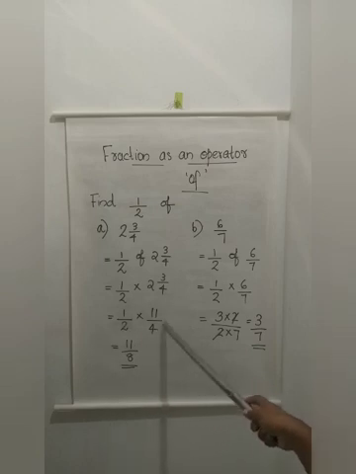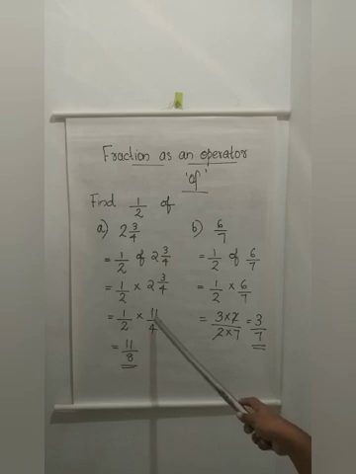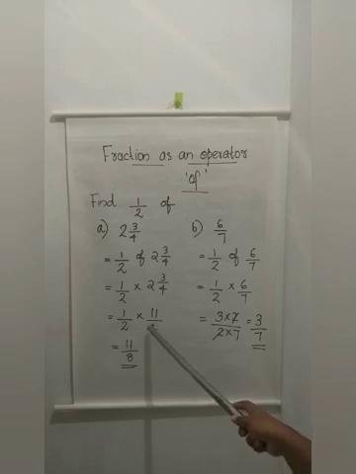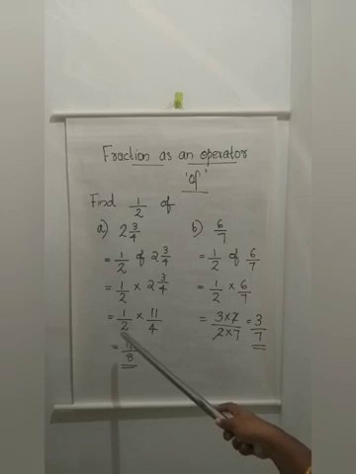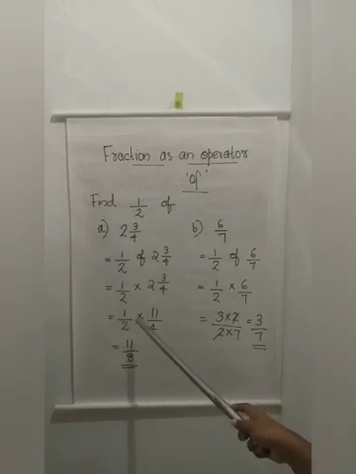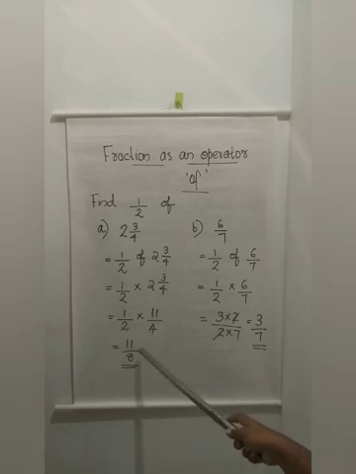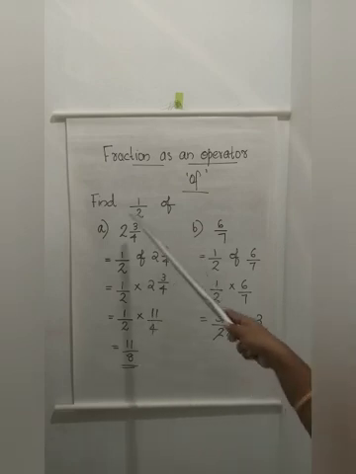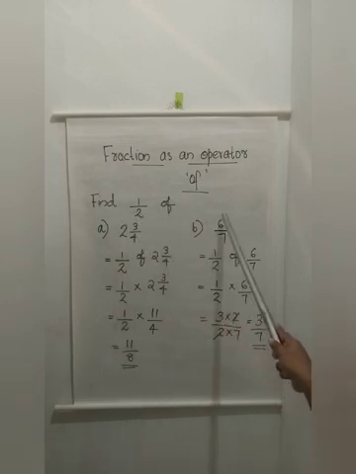Here there are no common factors. For 1, there is no common factor. 11 is a prime number. Now 4 is a composite number, but it is coming as a denominator, and 2 is also coming as a denominator. So we cannot cancel among denominators. So directly multiplying, 1 into 11, 11. 4 into 2, 8. Next example, find half of 6 by 7. Same procedure.